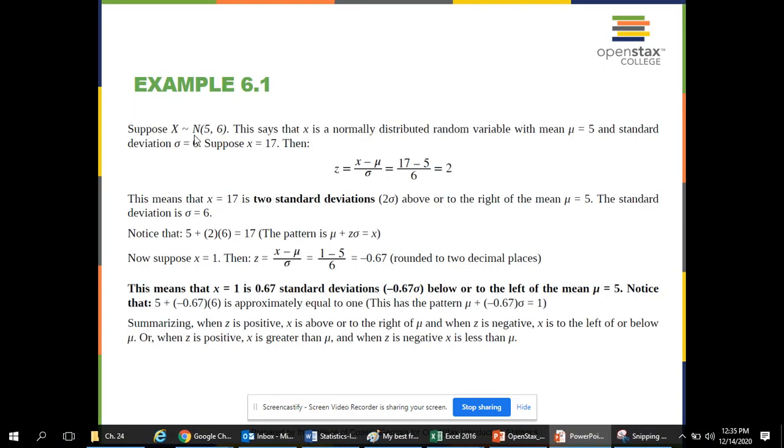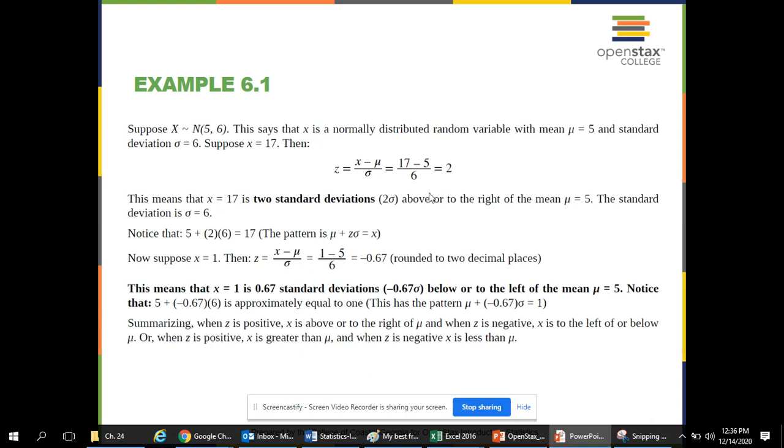Suppose x is, remember, capital N means normal distribution. Capital U means uniform distribution, the rectangle one. Suppose x is normally distributed. Remember, they always tell us the mean first and then the standard deviation. A mean of 5, standard deviation of 6. So this says x is normally distributed with a mean of 5 and standard deviation of 6. Suppose x equals 17. Then we want to find the z-score.